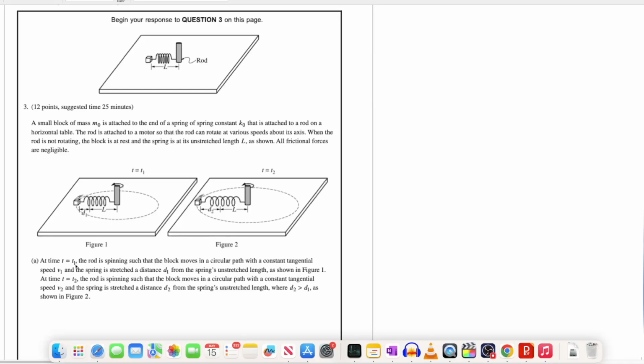At time t1, the rod is spinning such that the block moves in a circular path with constant tangential speed v1, and the spring is stretched a distance d1 from the spring's unstretched length. At time t2, the rod is spinning such that the block moves in a circular path with constant tangential speed v2, and the spring is stretched a distance d2 from the spring's unstretched length. d2 is greater than d1. So basically, when the rod is rotating about its central axis, the block is doing a circular motion.